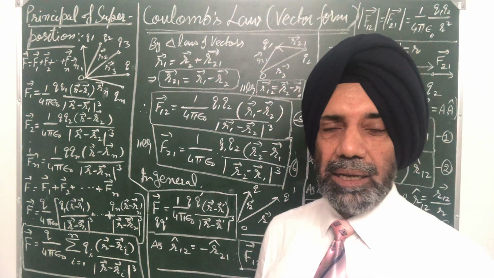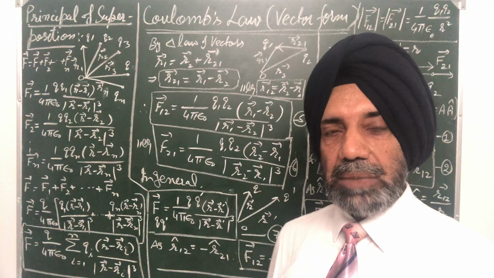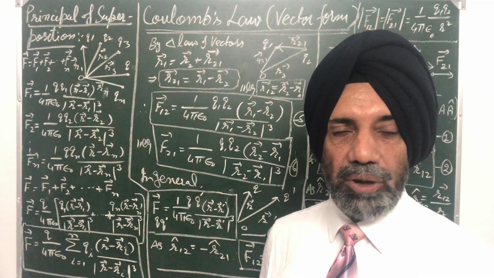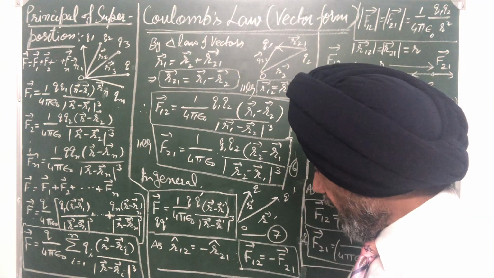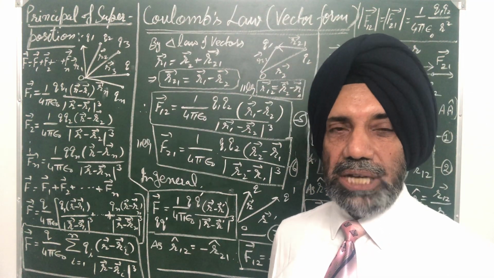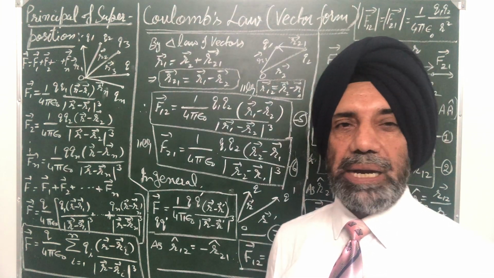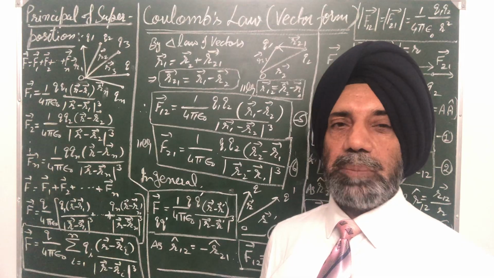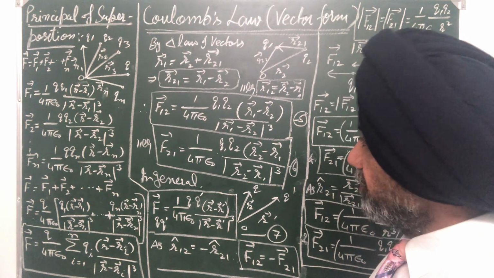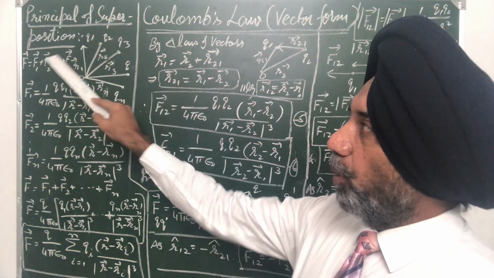I again repeat, electrostatic force is mutual, that is, the force applied by Q1 on Q2 is the same as the force applied by Q2 on Q1. Second, it is a central force because it acts along the line joining the two charges. It may be repulsive or attractive depending upon the polarity of charges. Like charges repel each other, unlike charges attract each other. And then we come to the principle of superposition.